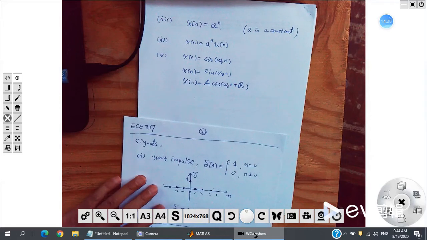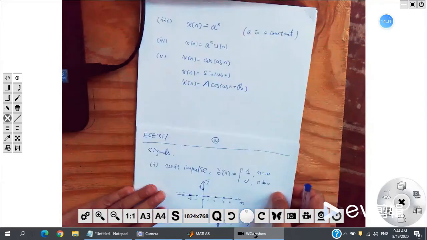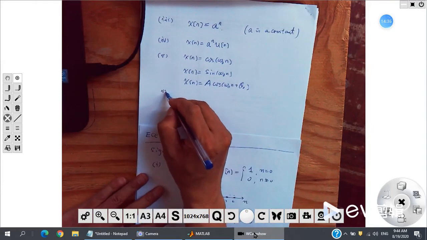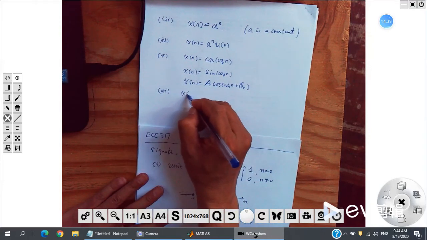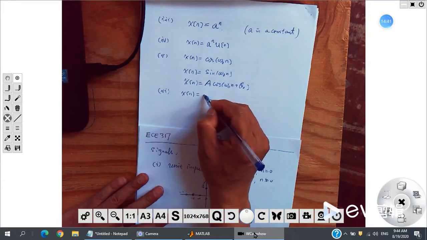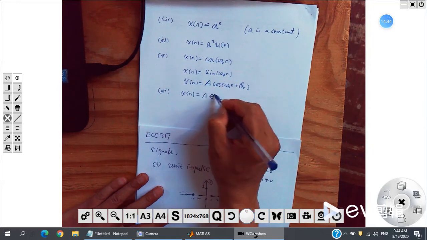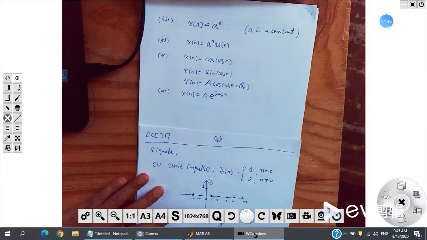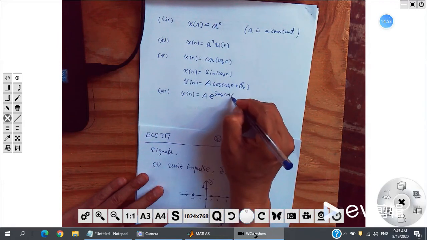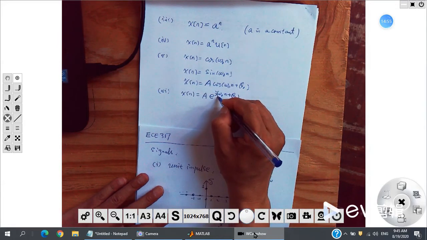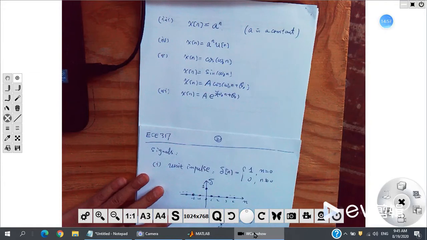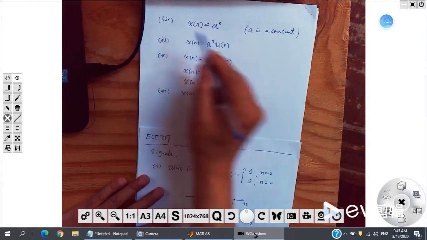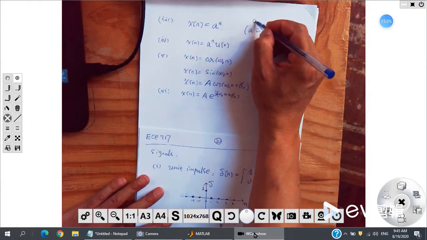And then we can have a combined version, the complex number version of the sinusoid. I say this is the sixth: x of n equals A times e to the j omega 0 n, maybe plus theta 0, like this. Actually, this is a special case of the third one, and here A is a real number.